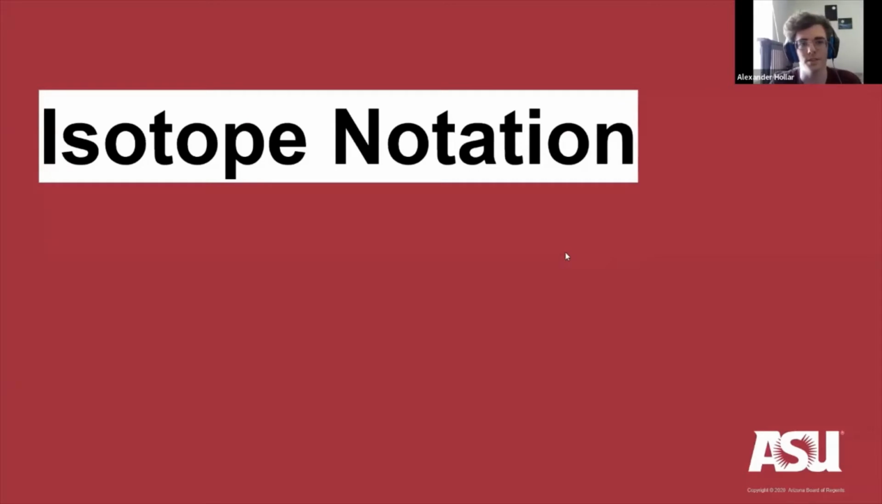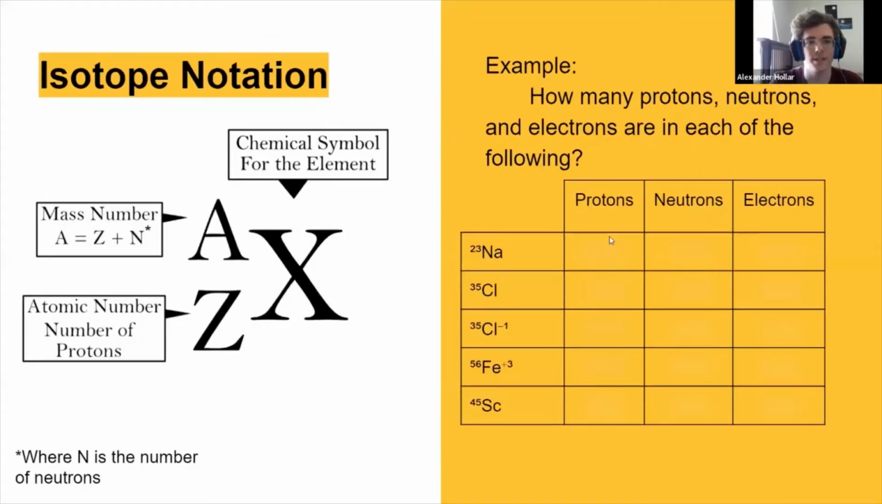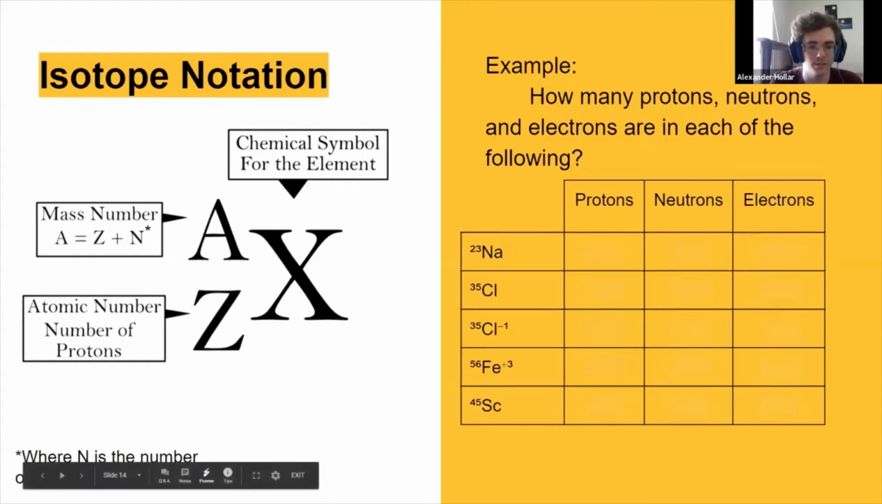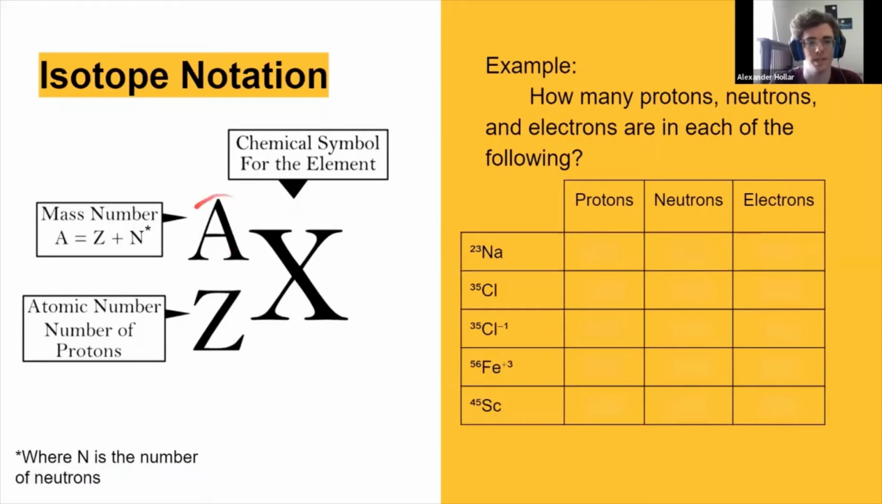All right, so going on, we're going to talk about isotope notation. Isotope notation is just a way of writing out how many protons, neutrons, and electrons are in an element. So we would have our base element here, which is X. Then to the top left, we would have the mass number, which is equal to the number of protons plus the number of neutrons. And the number of protons, sorry, is represented by this Z, which would go in the bottom left here.